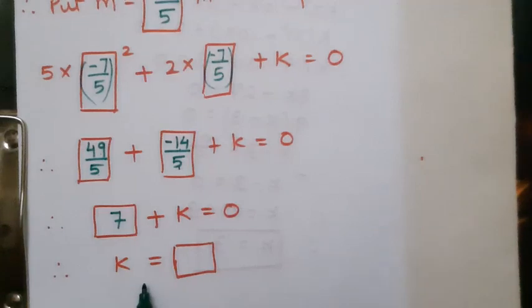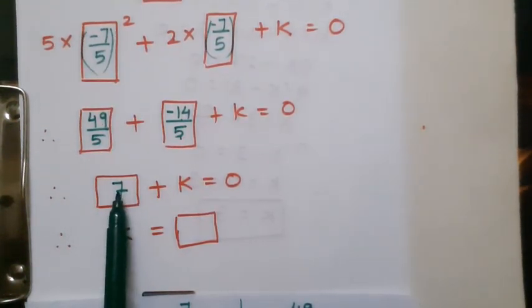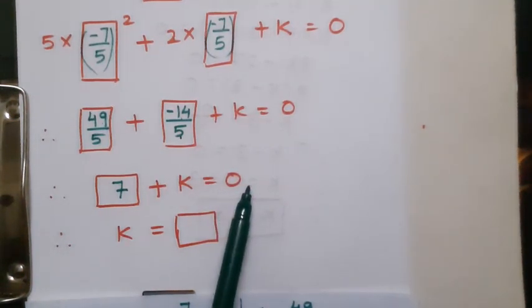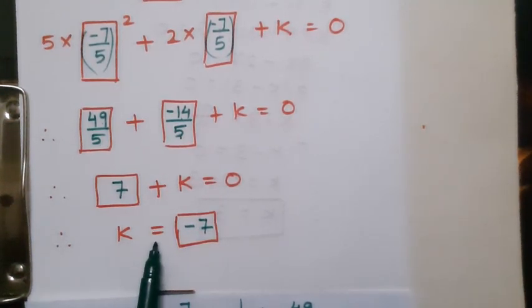In the next box, they have asked the value of k. Now when we solve this, when we take 7 on the right hand side, it becomes 0 minus 7. So 0 minus 7 is minus 7. So the value of k is minus 7.